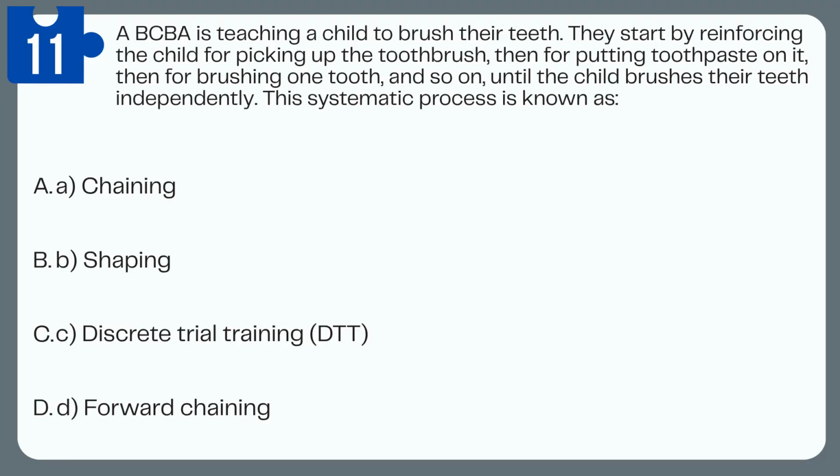Question 11. A BCBA is teaching a child to brush their teeth. They start by reinforcing the child for picking up the toothbrush, then for putting toothpaste on it, then for brushing one tooth, and so on, until the child brushes their teeth independently. This systematic process is known as A. Chaining, B. Shaping, C. Discrete trial training, DTT, D. Forward chaining.